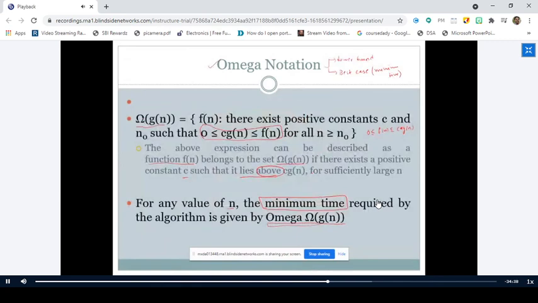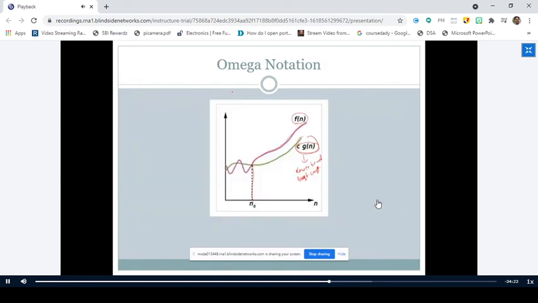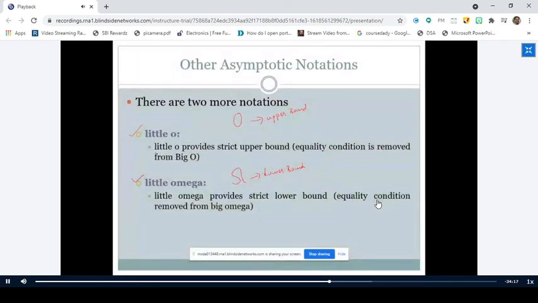Similarly, this big omega represents the lower bound and it is used to find the best case, and the formula is written as 0 less than or equal to c into g of n less than or equal to f of n. So if you remove this equality symbol, then it becomes a small omega. Right. So these are the two things you have to remember.